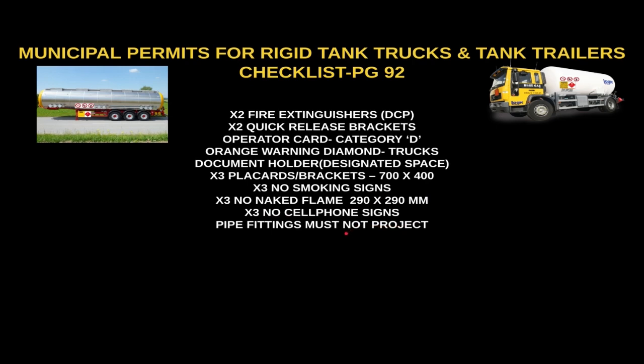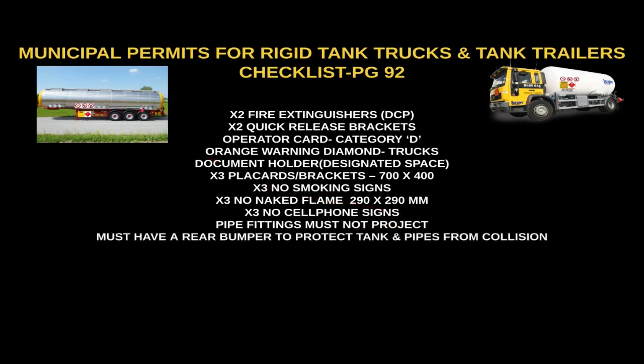Pipe fittings must not project, meaning it should not come out the side of the vehicle. I think we have an example on the next slide. So they must have a rear bumper to protect the tank and pipes from collision. Why? Because collisions can cause sparks which can ignite tankers. And most of the times, the product in tankers are highly flammable. It is normally class 3. You can see the red diamond over there.